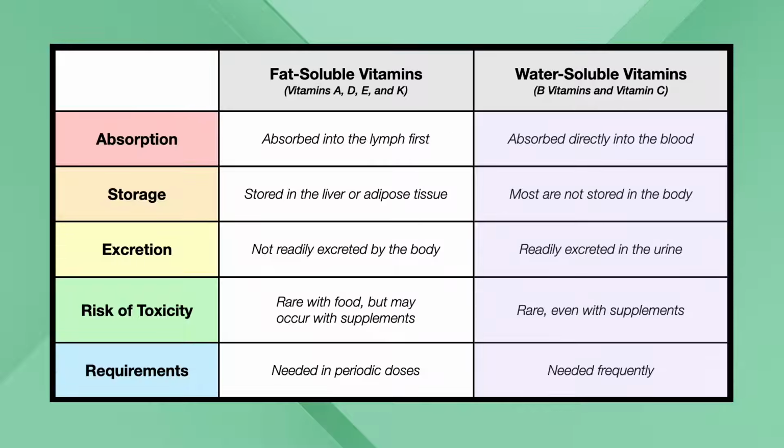The characteristics of the water-soluble vitamins are much different. In most instances, they're the opposite of the fat-soluble vitamins. Water-soluble vitamins are absorbed directly into the blood. Most are not stored in the body and are readily excreted in the urine. Because of the low storage capacity and high excretion rate, toxicities are rare, even with supplements. Water-soluble vitamins are also needed frequently, otherwise a deficiency will develop.